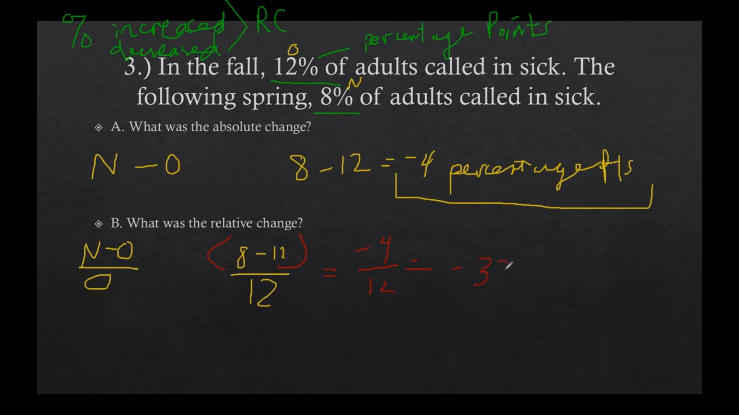Negative 33%. Very good. So, you could say, well, from fall to spring, there was a 4 percentage point decrease, right? That was the absolute change, 4 percentage point decrease. Or you could say from fall to spring, there was a 33% decrease in the percent of adults who called in sick. You can see the 33% decrease just sounds huge, which kind of it is. 12% to 8% is a big drop.